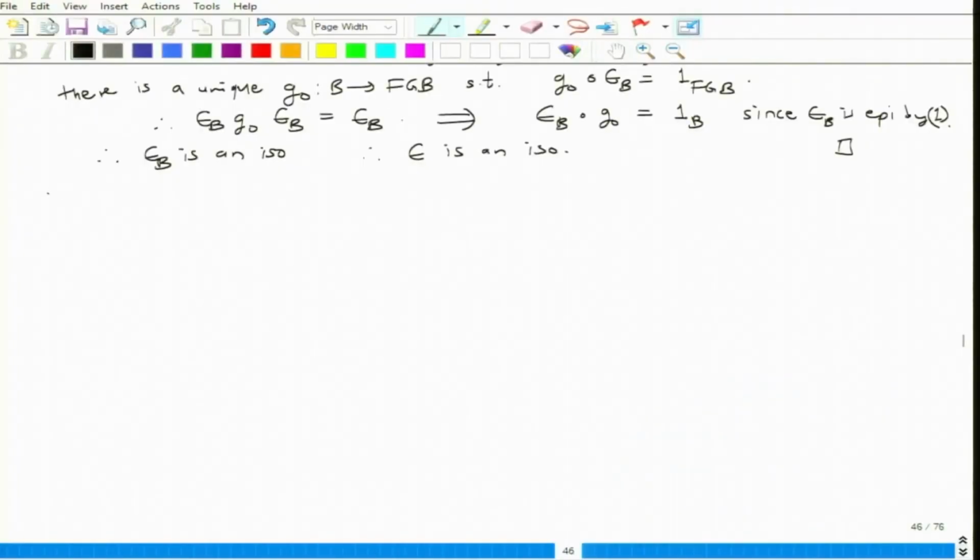Okay, so this is our connecting adjunctions with equivalence.